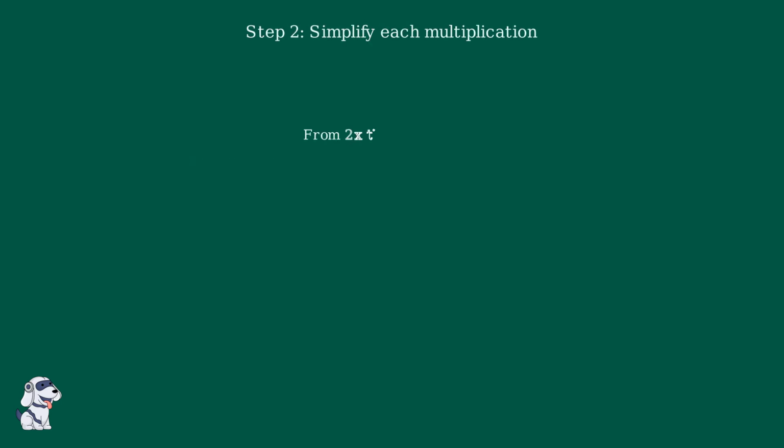Step 2. Let's simplify each multiplication. 2x times x squared gives us 2x cubed. 2x times 3x gives us 6x squared. 2x times negative 2 gives us negative 4x.